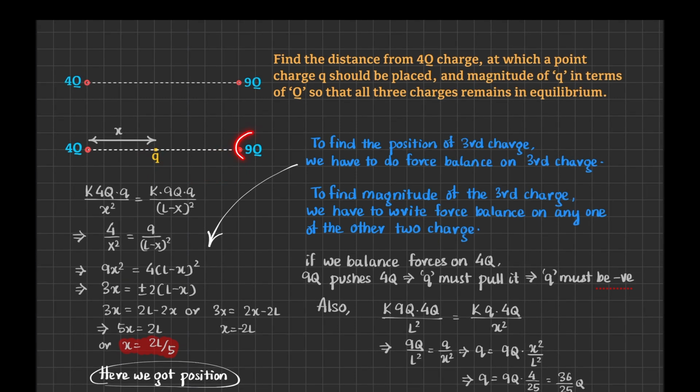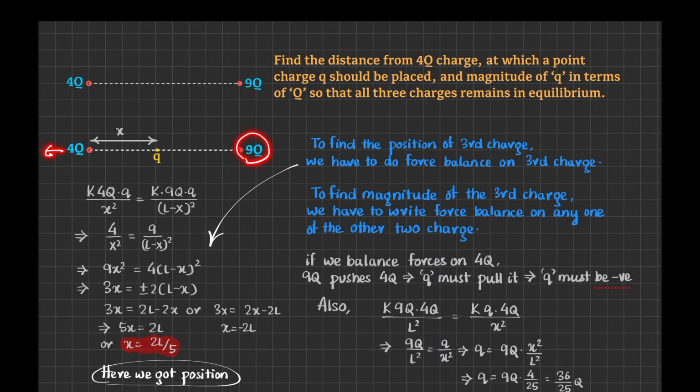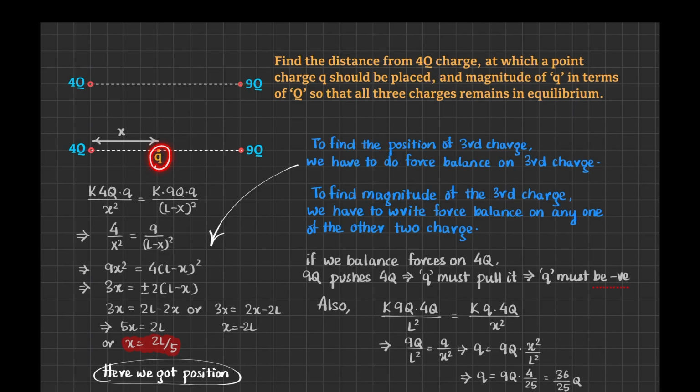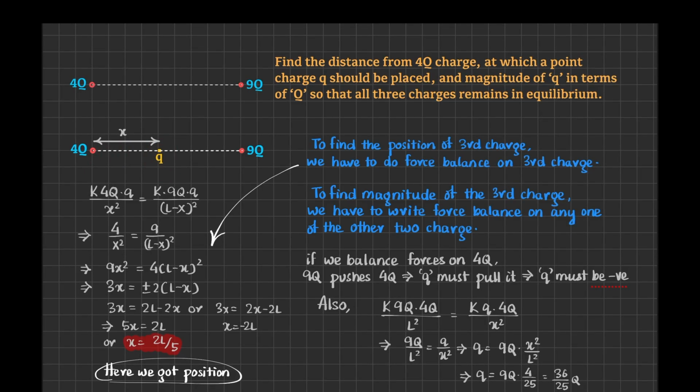Again, the 9q is trying to push it, right? Because both are of same nature. That's why the force on 4q will be repelling nature. So on 4q, the force due to 9q is towards left. To balance it, force due to q must be towards right. That means small q must attract 4q. Hence, small q sign will be negative. This gives us part of the answer.